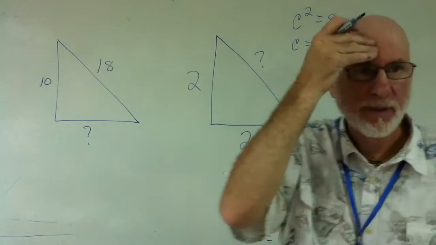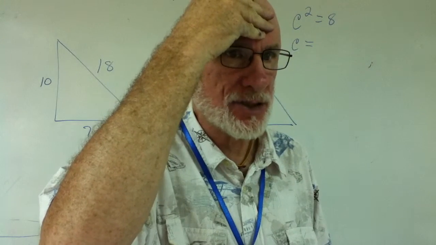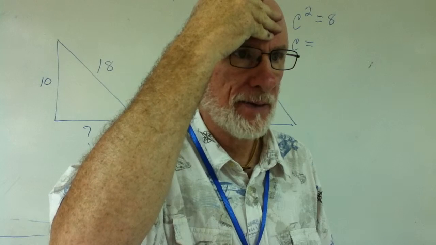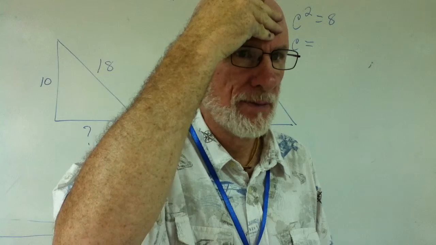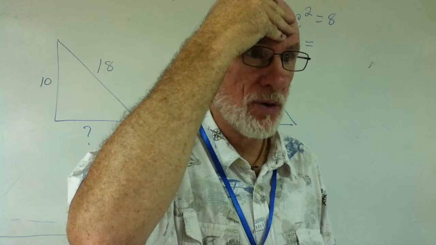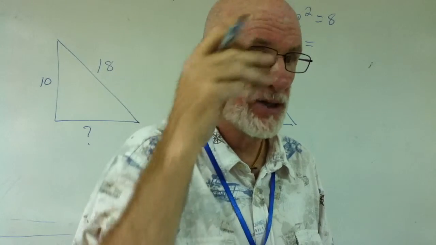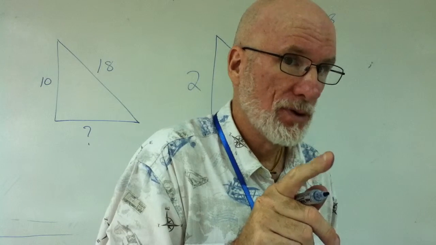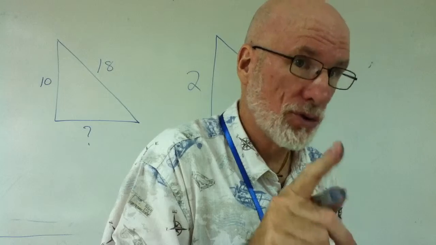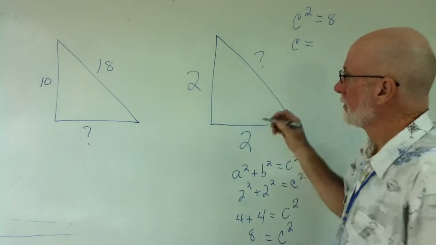Remember, can I write 8 as a square and a non-square? How? What is it? 4 times 2, right? So what would the answer be? What is the square root of 8? What is it? No. 2 root 2, right? Remember?